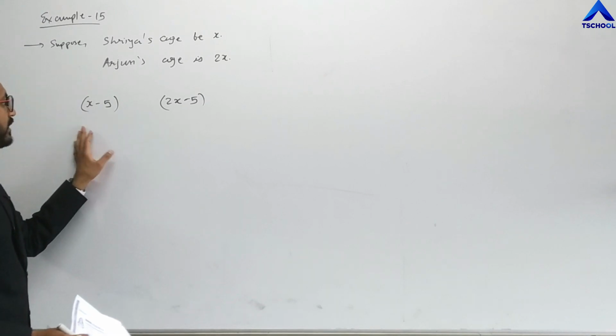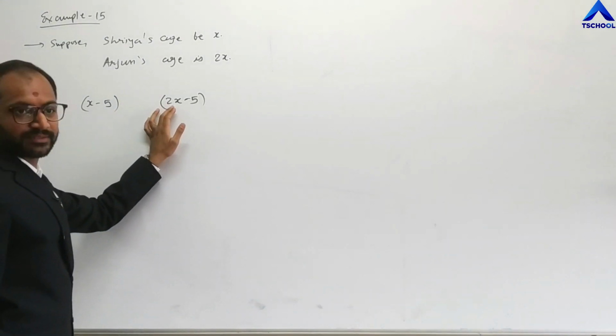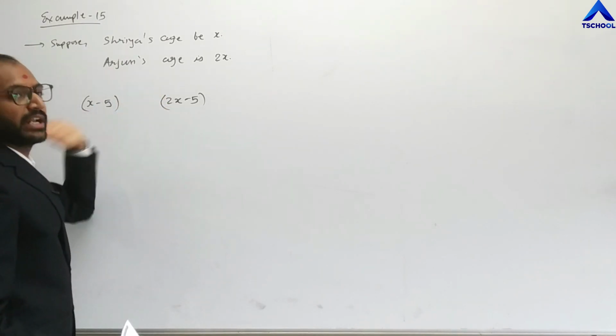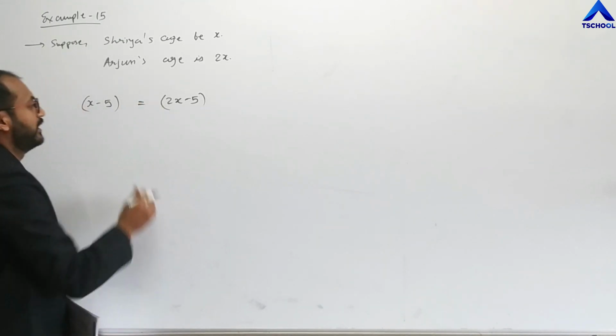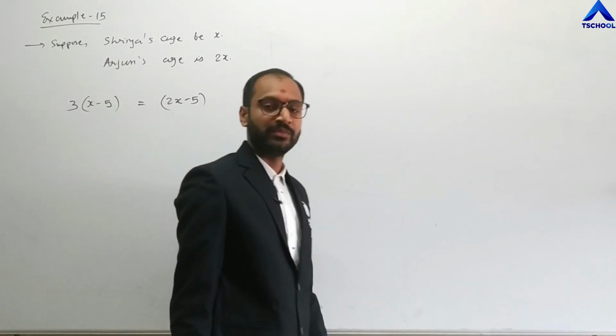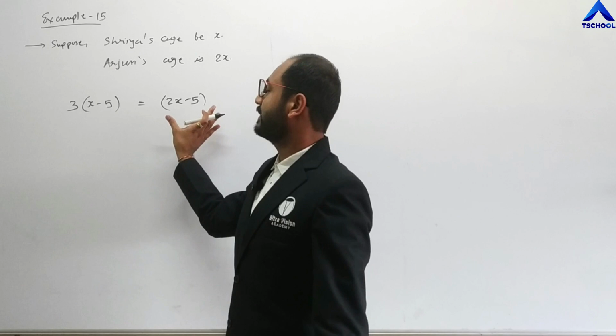But obviously this value is greater because it is multiplied by 2x. Here 2x minus 5, here x minus 5. So this value is greater. So to make both equal, we should multiply 3 here. That means Arjun's age is 3 times.